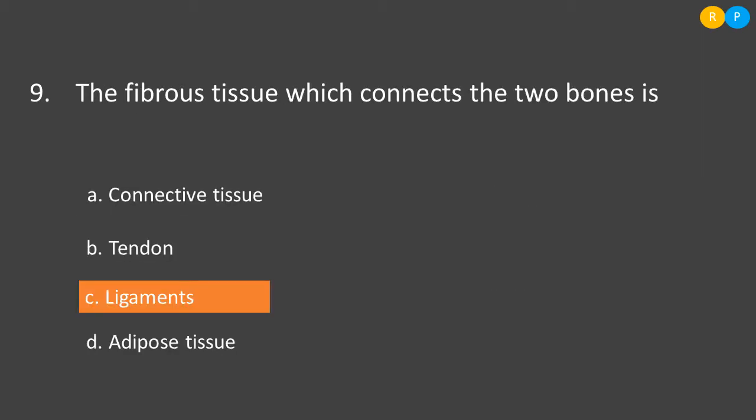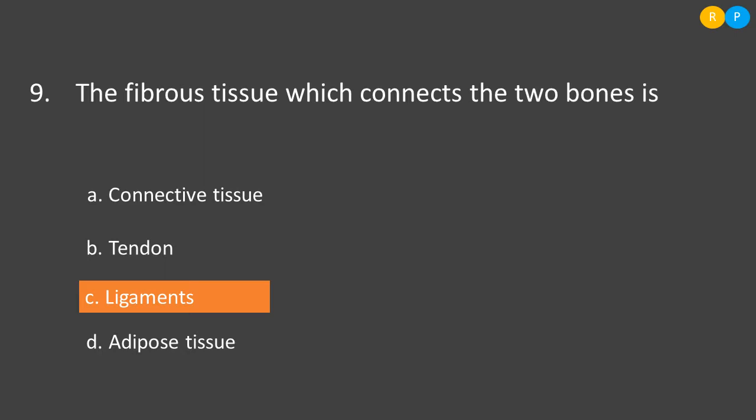Now the ninth question. The fibrous tissue which connects the two bones is. In our body, one tissue will be connected with another tissue, or one organ will be connected with another organ, with the help of connective tissue. So for connecting two adjacent bones, a specific connective tissue is present. So let us look into the options.